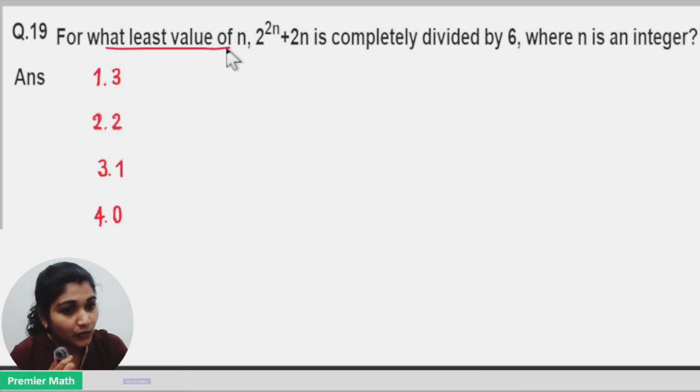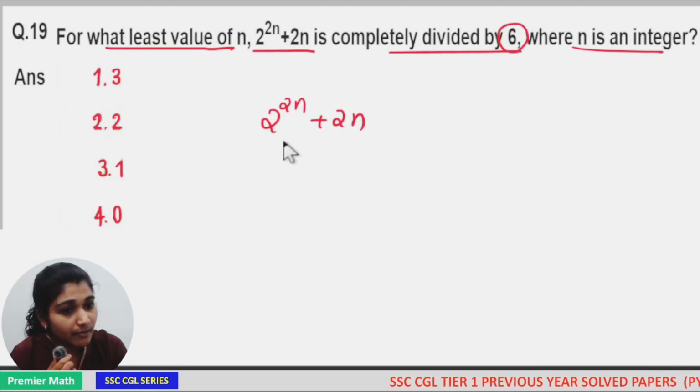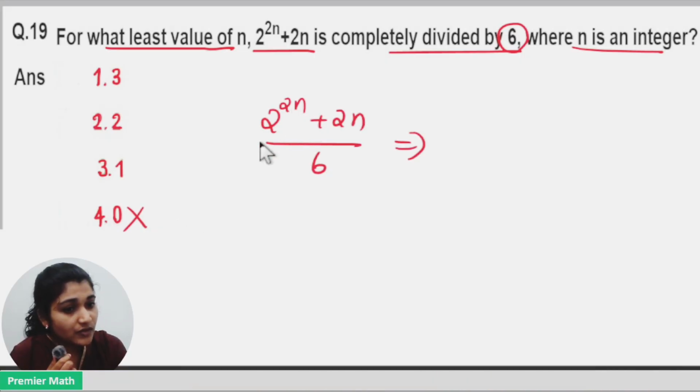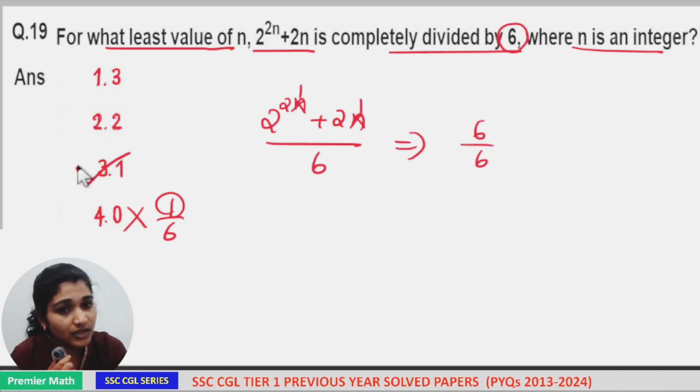For what value of n is 2 raised to 2n plus 2n completely divisible by 6, where n is an integer? Here 0 can't be our answer because 2 raised to 0 is 1, and 1 divided by 6 leaves remainder 1. Now if you substitute 1 as n, then 2 raised to 2 is 4, 4 plus 2 is 6, and 6 by 6 is divisible. Option 3 is your answer.